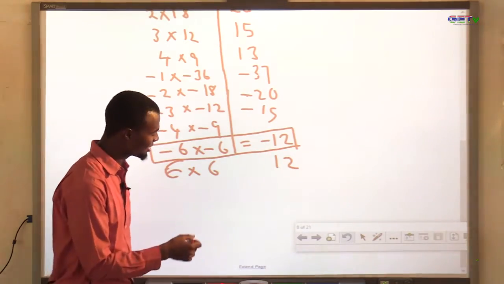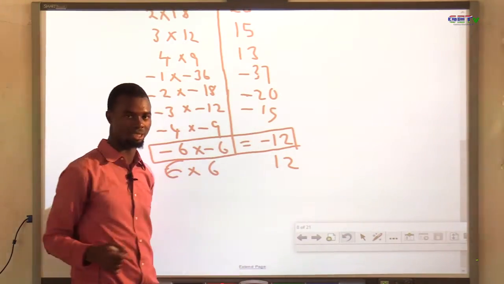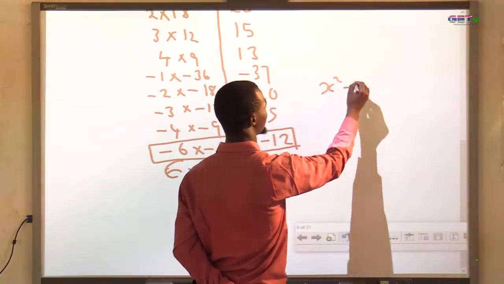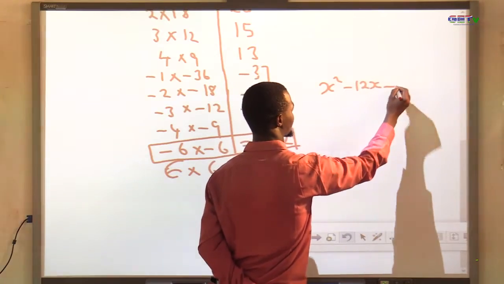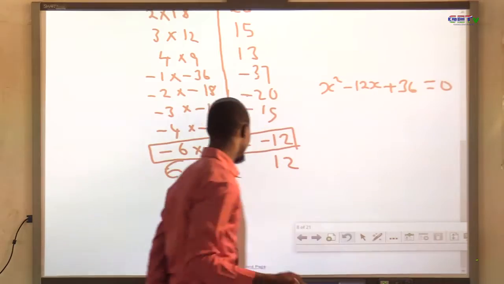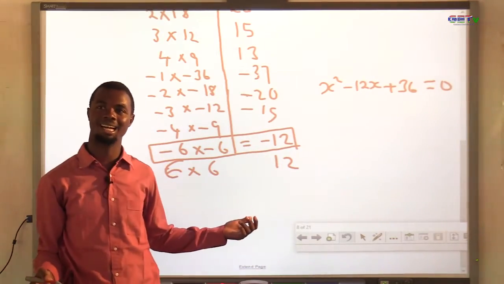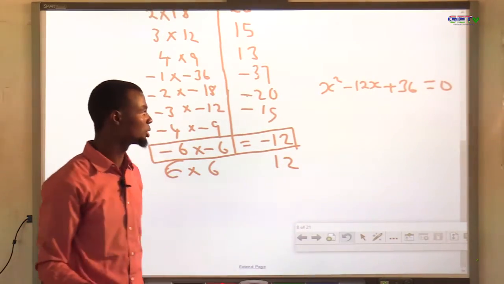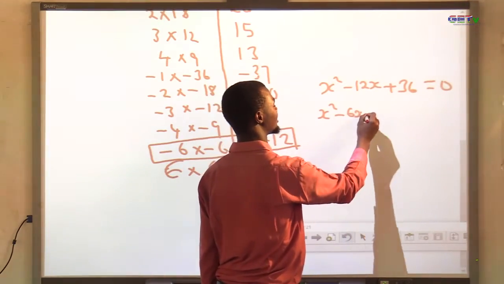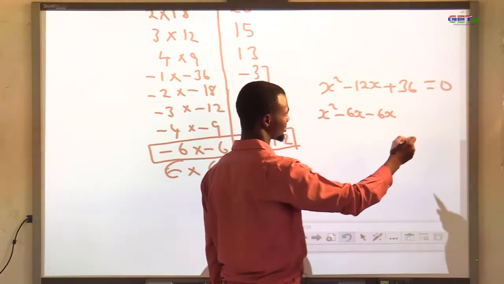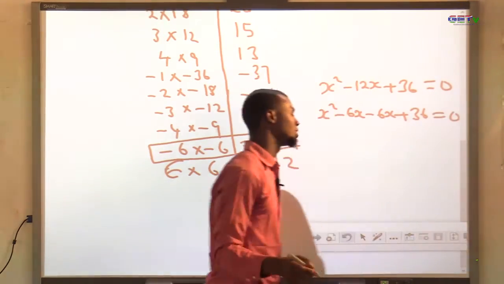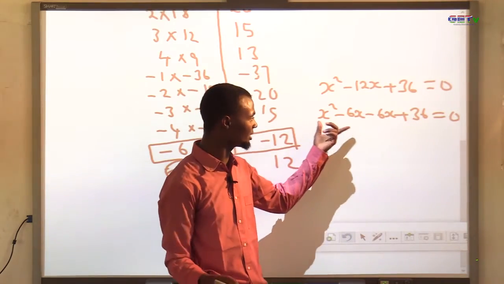We substitute it in the place of negative 12 in the equation. The equation is x squared minus 12x plus 36 equals 0. And the two factors are negative 6 and negative 6. So you will have x squared minus 6x minus 6x plus 36 equals 0. So we factorize them by grouping.